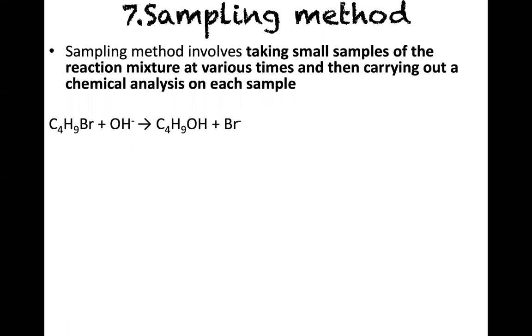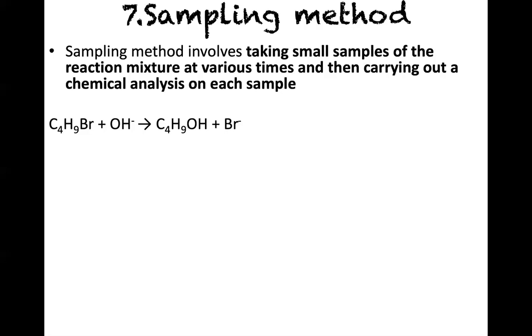Usually for titration, we use H plus or OH minus ions. Now, how does the sampling method work? I let this reaction happen in a beaker, and then maybe at intervals of 5 minutes, every 5 minutes, I will take a sample, a small amount of liquid from my reaction mixture. So the first sample that I take is for my 5 minutes. Now, this sample is at 5 minutes, but remember, the reaction is continuing. I haven't stopped it.